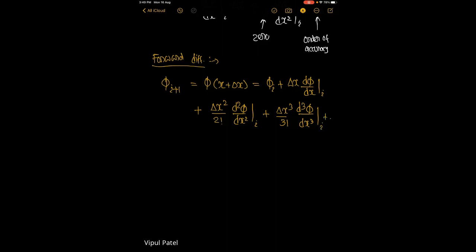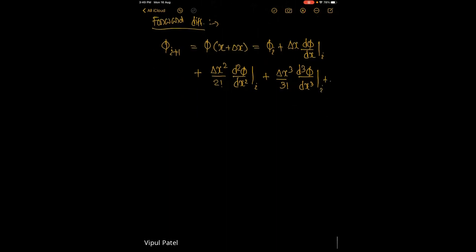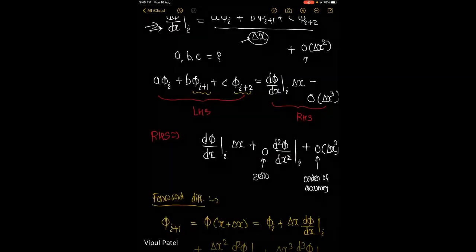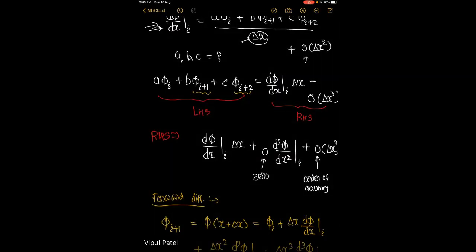We don't have to write each and every term. And similarly, this was only the first term, phi I plus 1. But similarly, we also have phi I plus 2. So again with forward difference approximation, you can express phi I plus 2 as follows.